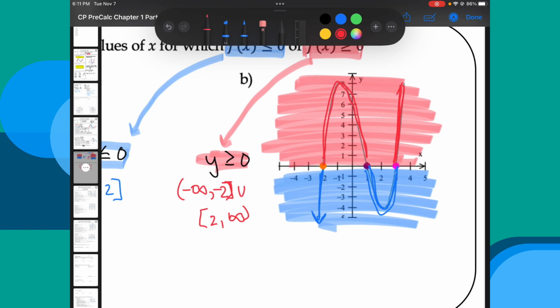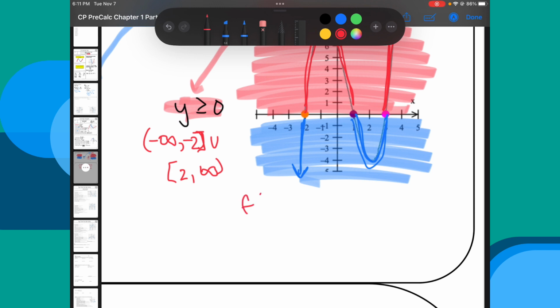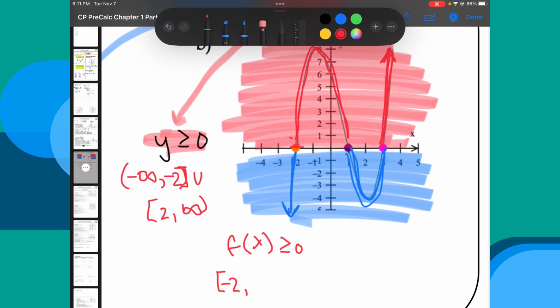All right, let me do the above axis first. So f of x is greater than or equal to 0. So we're doing the red. So we start at -2, and we're going along this interval until we reach x is equal to 1. Then we're starting again here at 3, and we're just going to go to infinity. So union 3 to infinity.